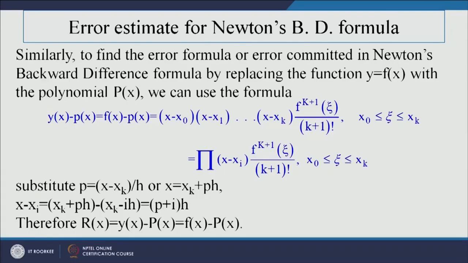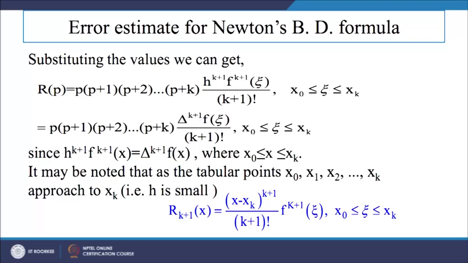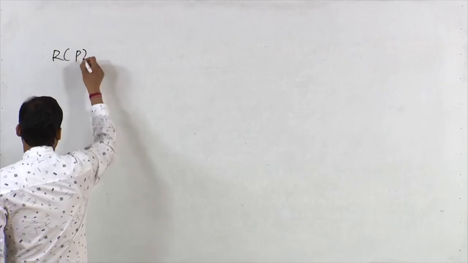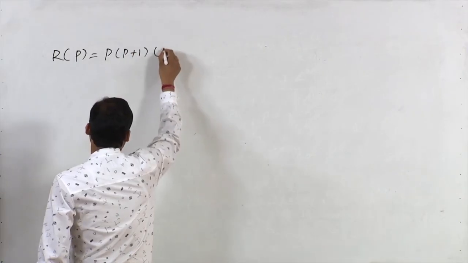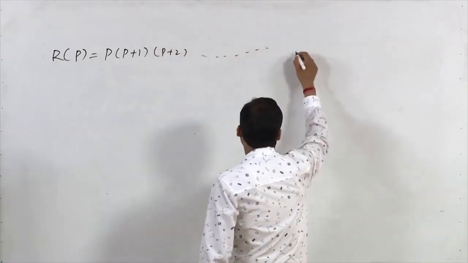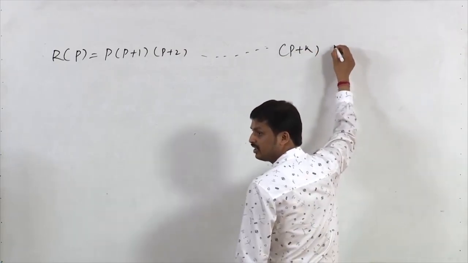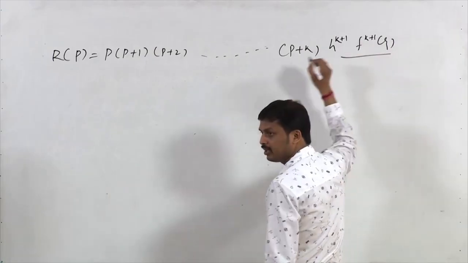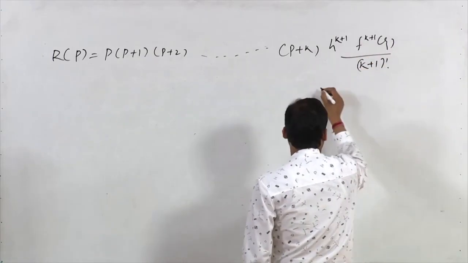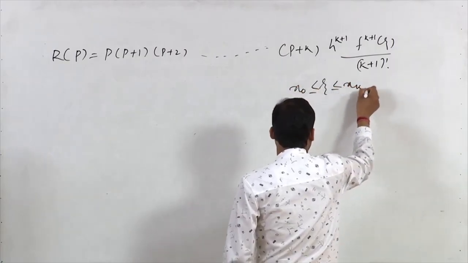And the remainder term can be written as R of x equals y of x minus p of x, or sometimes f of x minus p of x, since y of x is approximated by this function f of x. If we substitute all these values, we get the error for Newton's backward difference formula, R of x. This error term can be expressed as p into (p plus 1) into (p plus 2) up to (p plus k), and this can be written as h to the power k plus 1 f to the power k plus 1 of zeta divided by k plus 1 factorial, where zeta lies between x0 and xk.